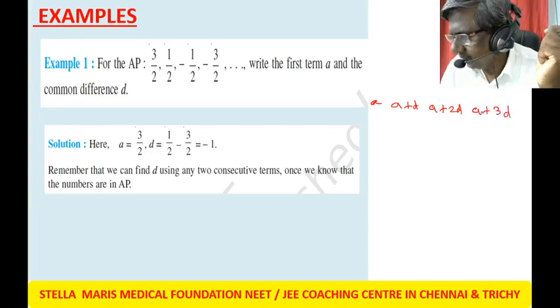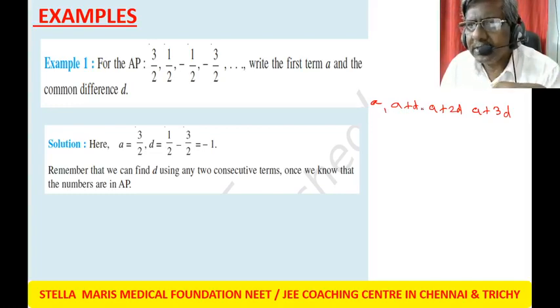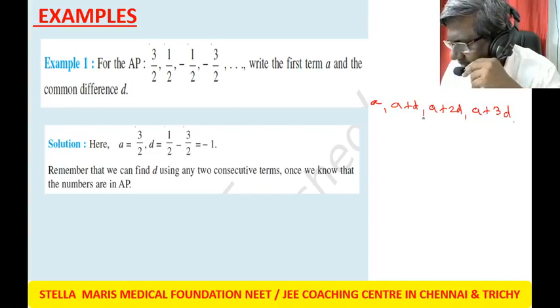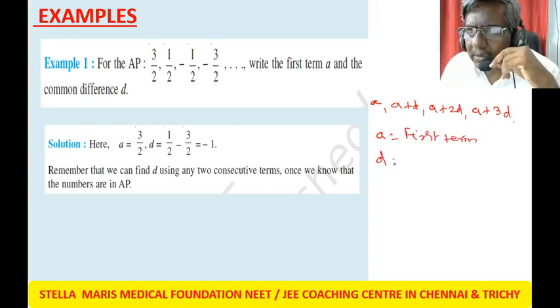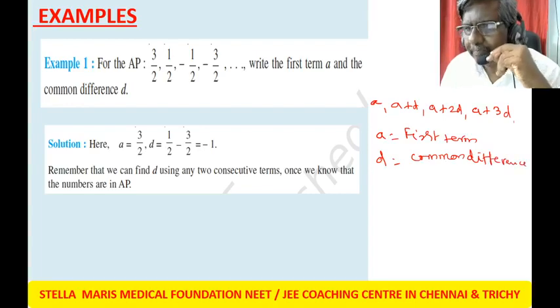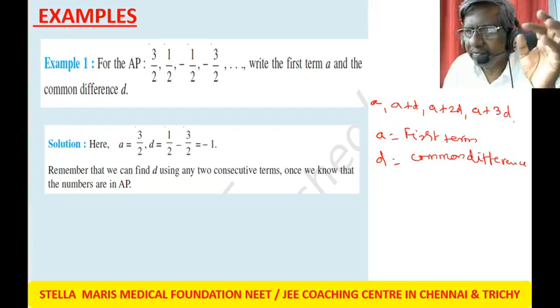Then A plus 3D, and so on. So this is the first term, second term, third term, fourth term, and it goes on like that. Here A is the first term, and D we call the common difference. So this is the general form of an AP.